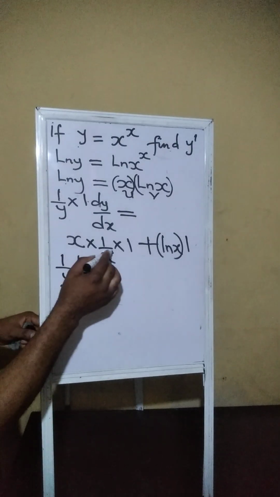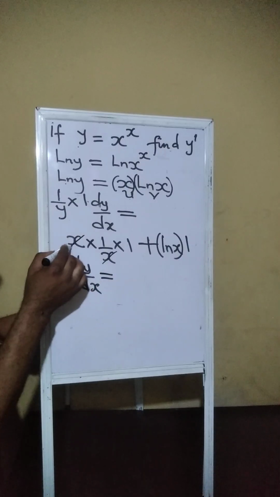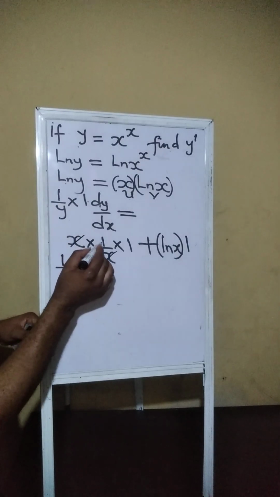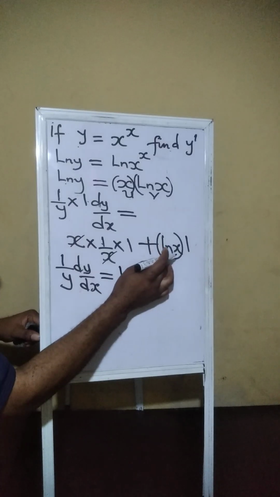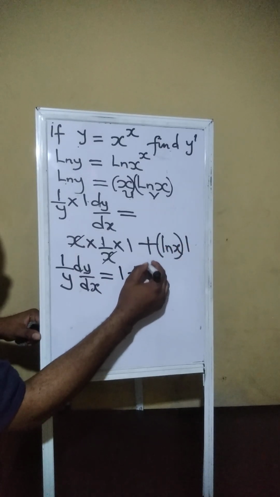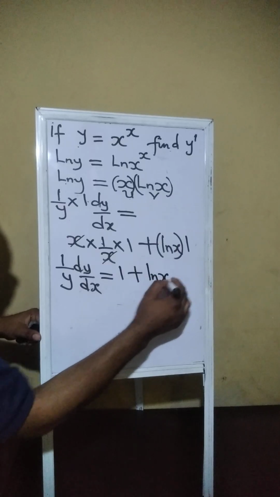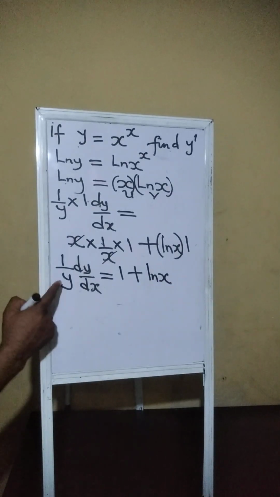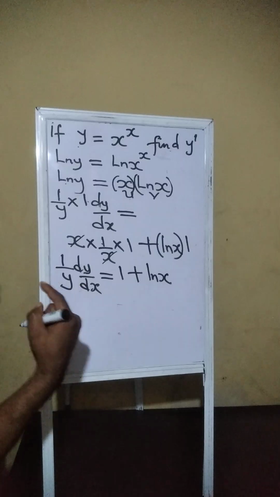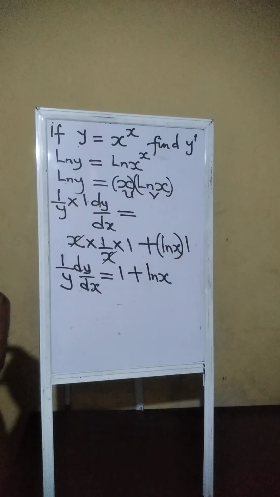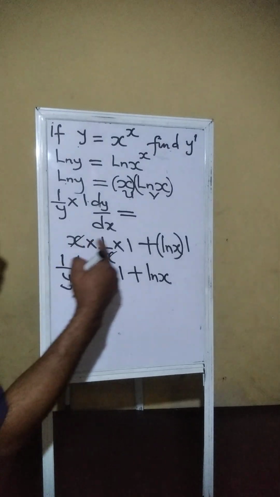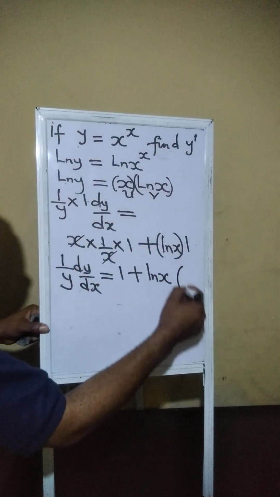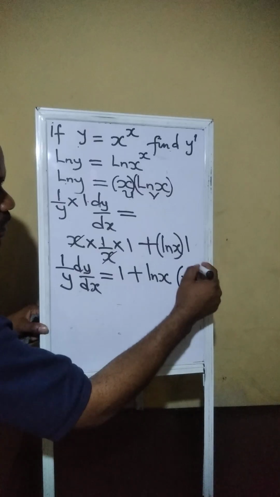Now, if that is the case, can we say this is now equal to... Watch. The x down here, we cancel the x up here. So what remains here is 1 times 1, which will give you 1. Then plus ln x times 1 will give me ln x. Then what is my target? It is to make dy/dx the subject of the formula. Then I will multiply both left and right by y.